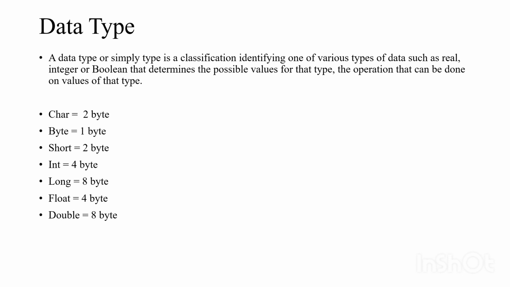So here we will see the different data types, like the char data type which stores 2 bytes of data, byte data type which stores 1 byte of data, short which stores 2 bytes of data, int which stores 4 bytes of data, long stores 8 bytes of data, float stores 4 bytes of data, and double stores 8 bytes of data.